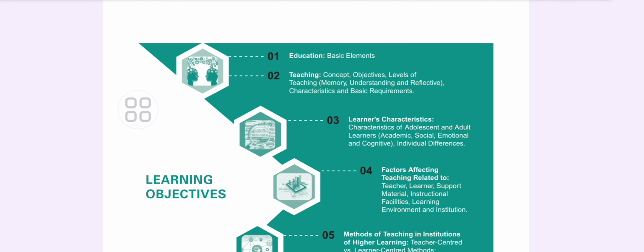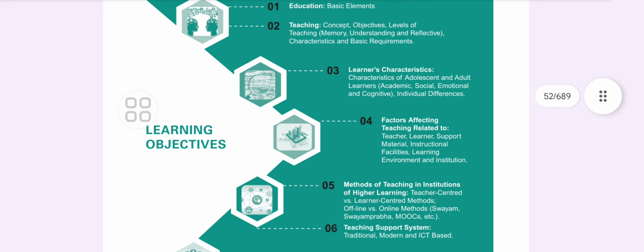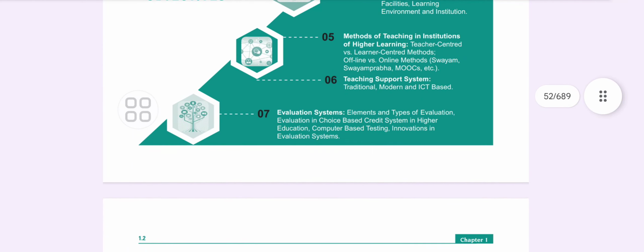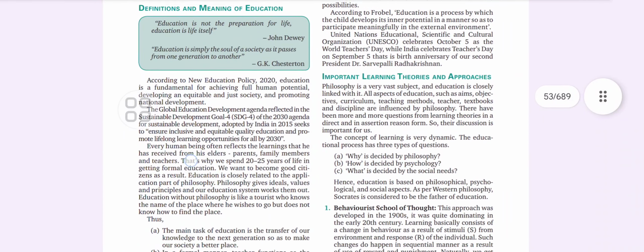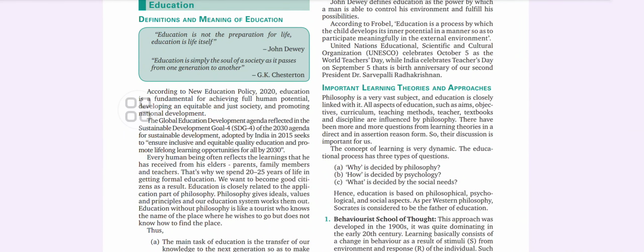What are the factors which affect teaching, like teacher, learner, support material, and methods of teaching in institutions, which can be SWAYAM, MOOC, or any online or offline method, and the teaching support system. Evaluation systems are also there, right? So let us start. Education is not the preparation for life, education is life itself, right?